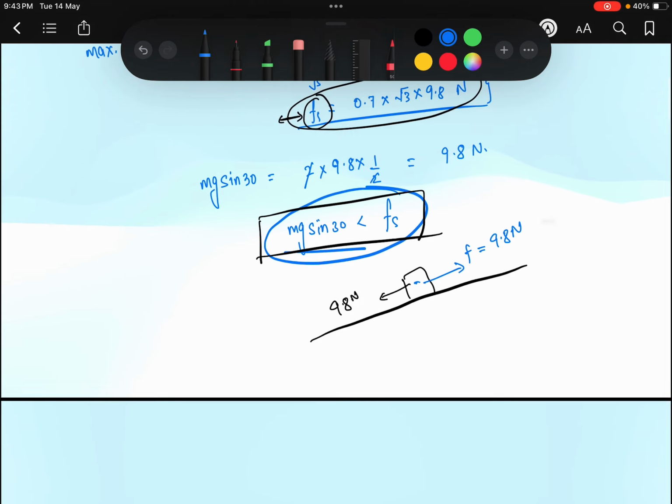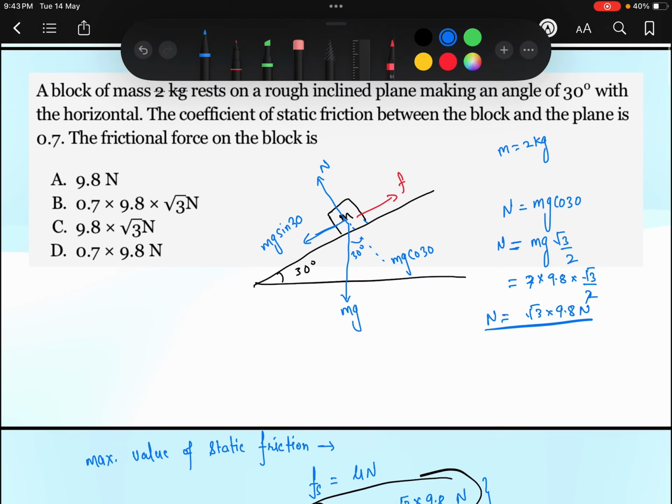So that's why our answer will be equal to 9.8 Newton only. That is option A is correct here.